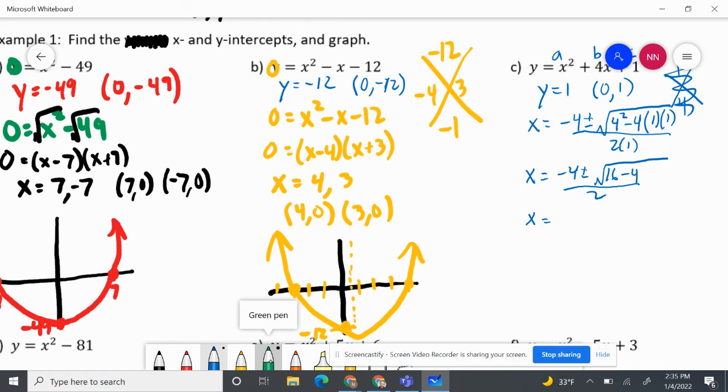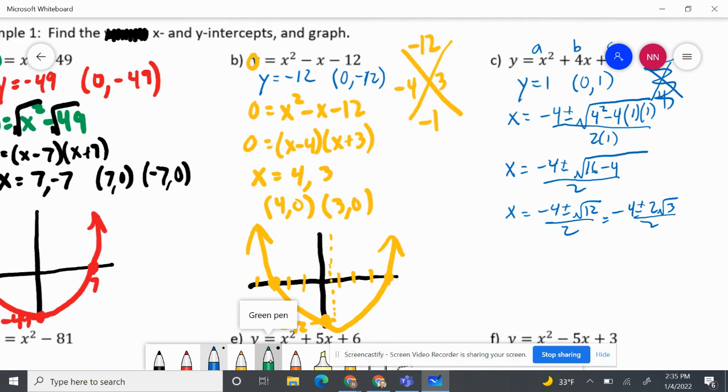So that gives me x equals negative 4 plus or minus the square root of 12 over 2, which is negative 4 plus or minus 2 square root of 3 over 2. And that divides to negative 2 plus or minus the square root of 3. Now we run across a problem: we can't graph the square root of 3. So I'm going to take out a calculator and plug it in, negative 2 plus the square root of 3.